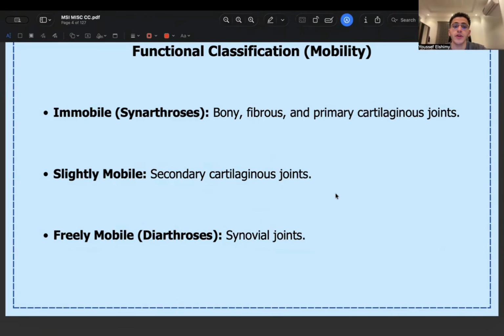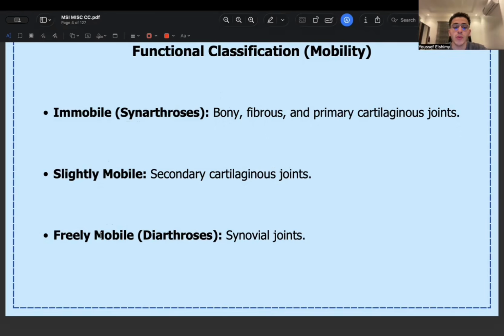Starting with the functional classification of joints. We can classify joints according to their mobility. So some joints are immobile, they don't move at all. Some joints are slightly mobile, they move a little bit. And some joints are freely mobile. So starting with the immobile joints, which are called synarthrosis, these include bony joints, fibrous joints, and primary cartilaginous joints. Then we have the slightly mobile joints, which include the secondary cartilaginous joints. And the way to remember this is that there's S here as well as S here. So slightly mobile joints are secondary cartilaginous joints.